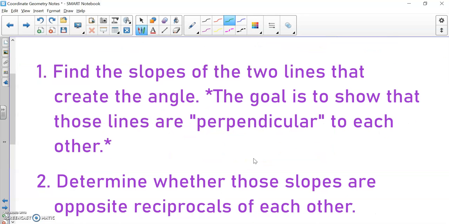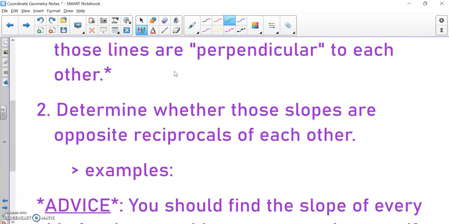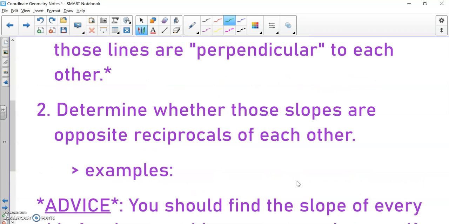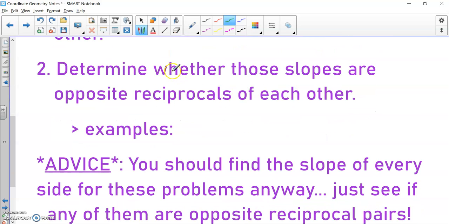So in order to do that, what we need to do is find the slopes of the lines in question. And I've written down here that you should always just find the slope of all sides. You will always have to do that anyway. The point is to identify whether or not slopes fit the bill to be perpendicular lines. So what we're looking for is opposite reciprocals. Now, opposite reciprocals is that vocab word that we talked about last week. Opposite refers to a sign change, so positive versus negative, whereas reciprocals refers to a flipping of the fraction.